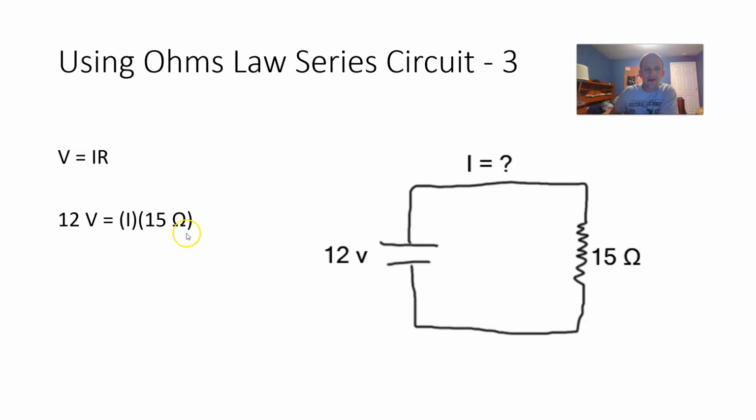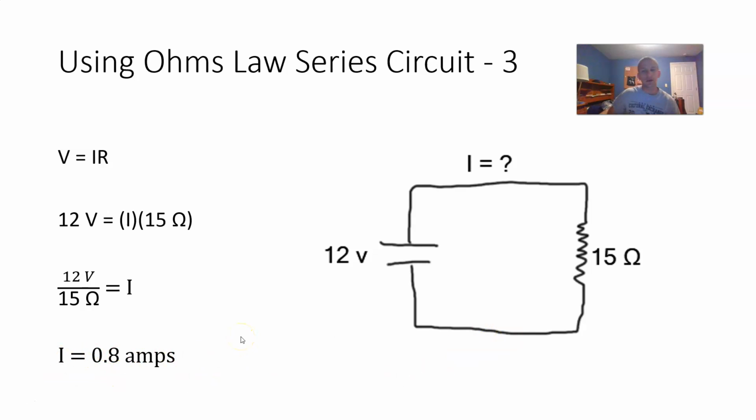We divide the right side by 15. Divide 15 on the left side. The 15s on the right side will cancel. We get 12 volts divided by 15 ohms will give us our current. Pull out your calculator again for that, or use your phone. And I will equal 0.8 amps. So that will be the current moving through this wire.